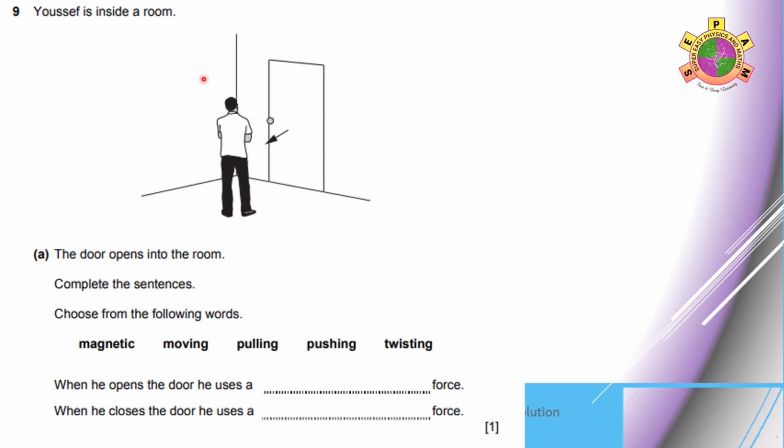Alright, Joseph is inside the room. The door opens into the room. Choose what he is going to do. Pulling. When he opens the door, he uses pulling. When he closes the door, he uses pushing. So these are the two types of force.